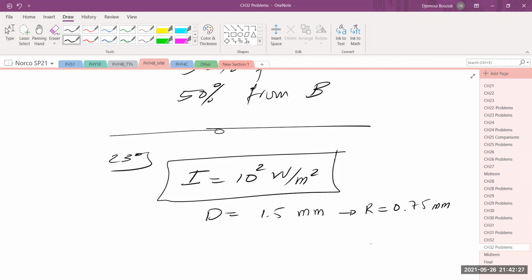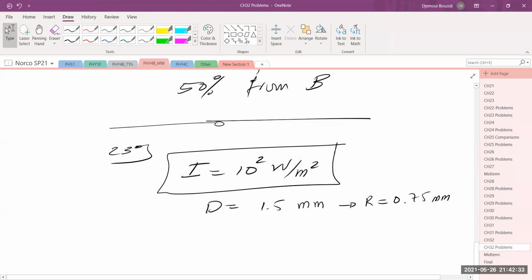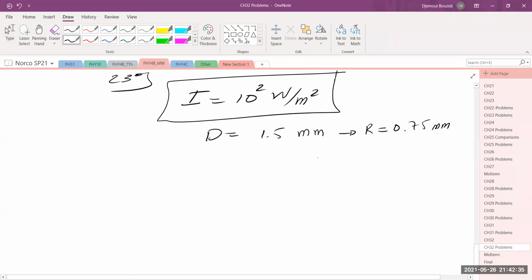Most lasers tell you how much power they have. We know that the intensity is equal to the power over the area. From here, I'm going to find the power to be the intensity times the area. And we're in business. We have everything.